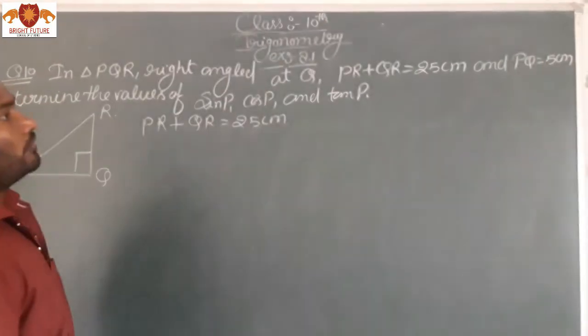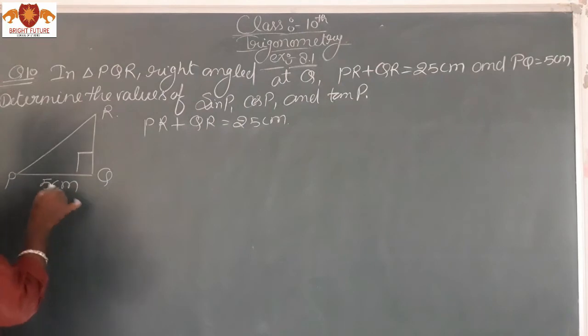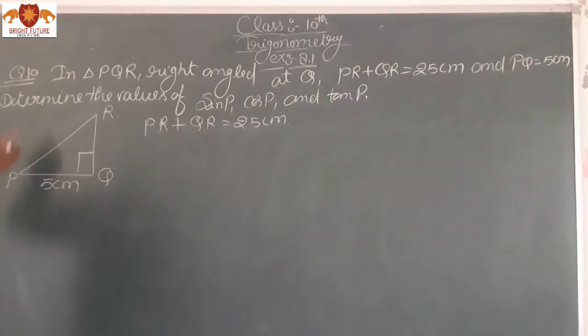So what we have to find out, PQ is equal to 5 centimeter, and if I put the value of PQ, it means here is the base, so 5 centimeter. ठीक है। अब determine the value of sin P, cos P and tan P.